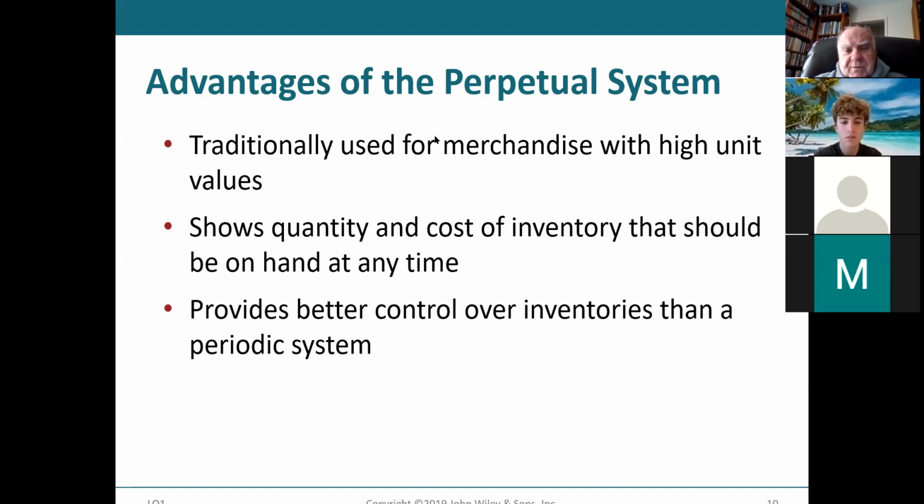The perpetual system is the best by far. It's traditionally used by merchandise with high unit sales, shows quantity and cost at all times, better control. Perpetual system, every time you sell something, you're recording the sale and the cost of goods sold.